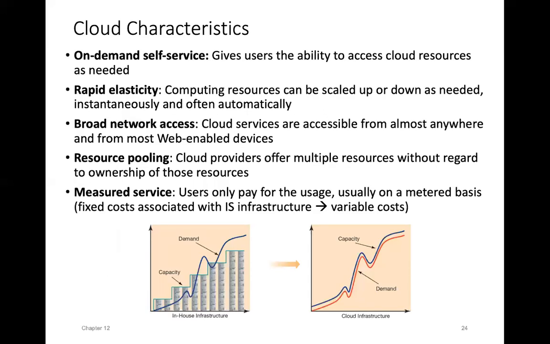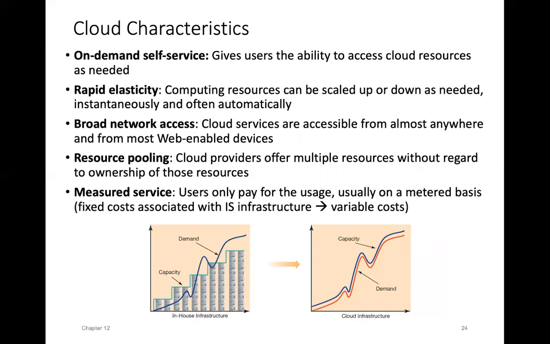So the first one, on-demand self-service, gives users the ability to access cloud resources as needed. Okay, so you rock up. It's a bit like going to the buffet, right? If you go to AWS, you've got your credit card, you can help yourself to what you want, and away you go. So it's on demand, it's self-service. Whatever you want, go and fill your plate up, and you pay for what you eat.